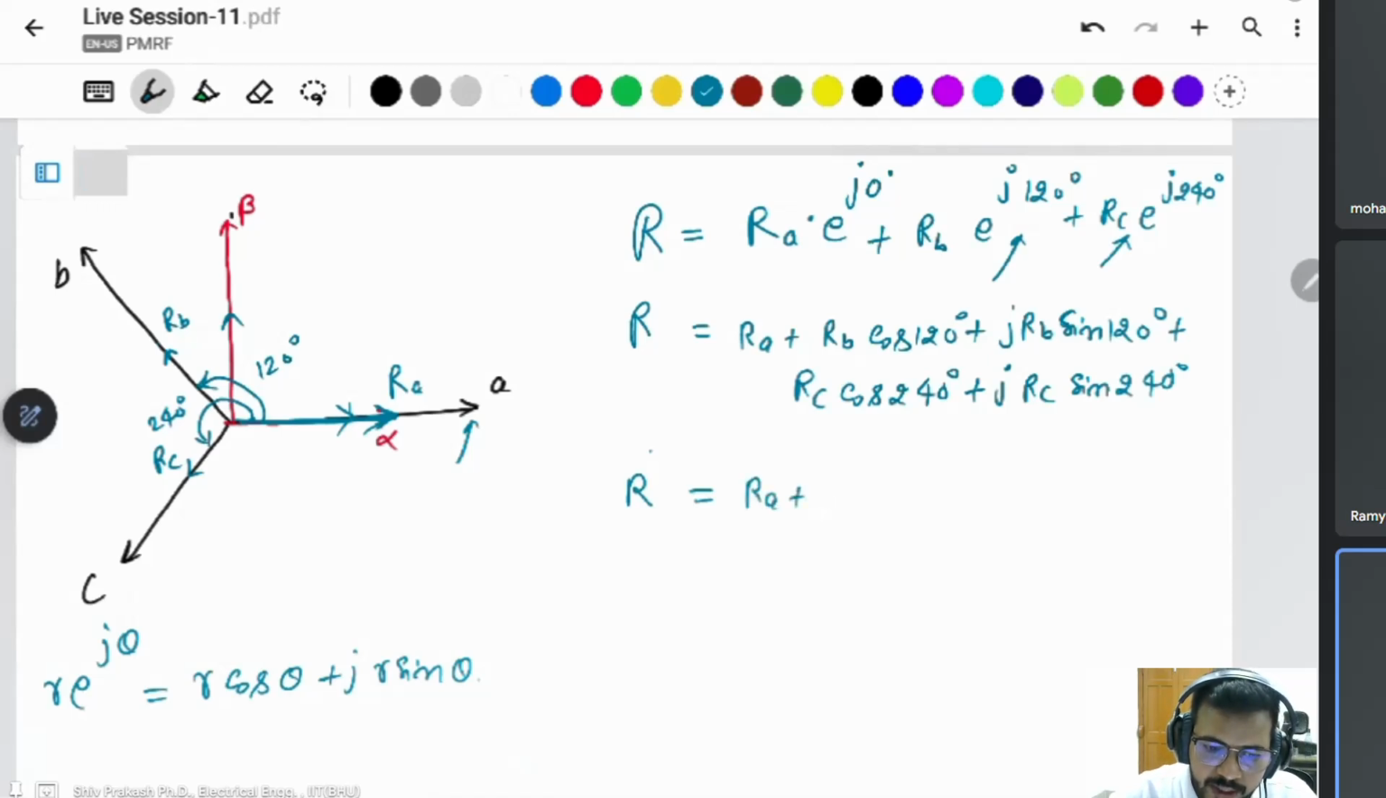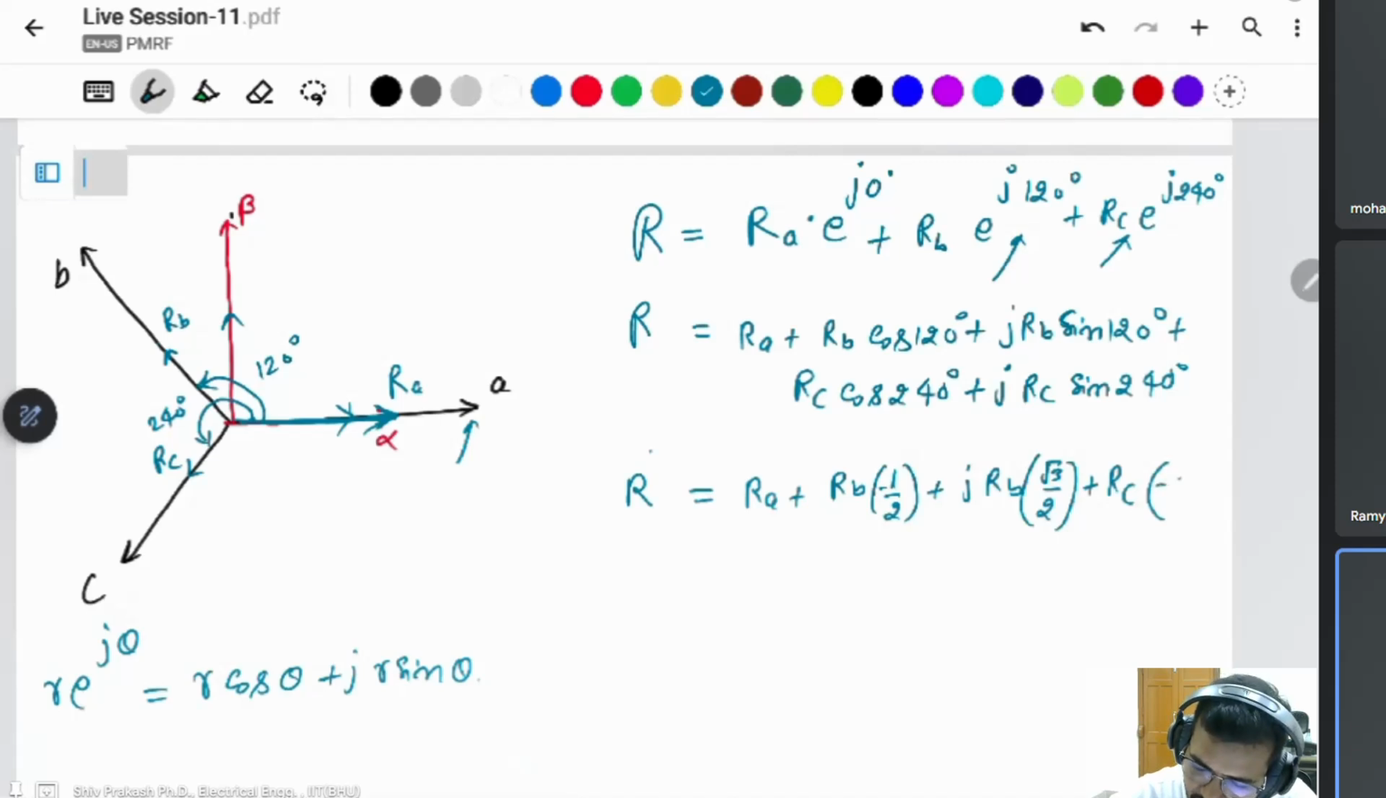Cos of 120 degree is minus 1 by 2, so it will be RB into minus 1 by 2, plus j RB sin 120 degree, which is root 3 by 2. Then after RC at 240 degree, same thing: minus 1 by 2 for cos 240 degree, plus j RC sin 240 degree, which is minus root 3 by 2.